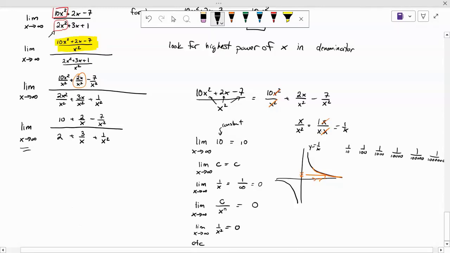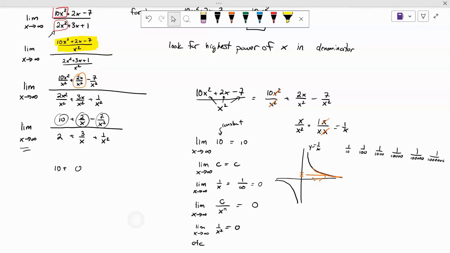Because now we just have constants. So the limit of a constant is the constant. And what's the limit of 2 over x as x goes to infinity? 0. Yeah. And what's the limit of 7 over x squared as x goes to infinity?